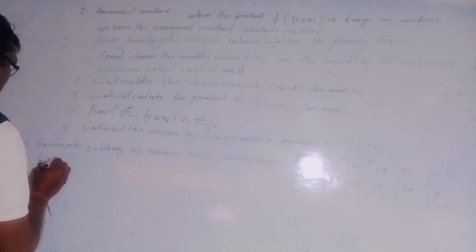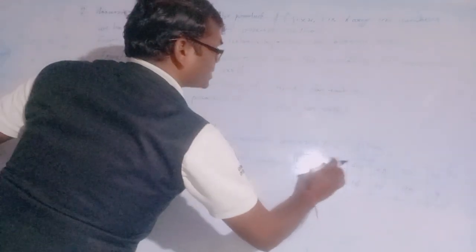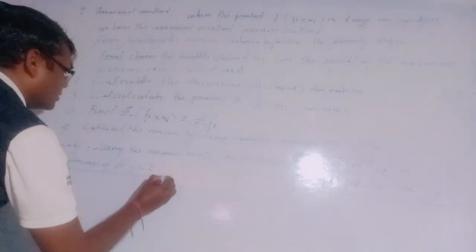So first, let the assumed mean a be the middle of xi, and the middle is 68. Let's assume the mean a is equal to 68. Now arrange this given data in a table. Suppose that this is the table.